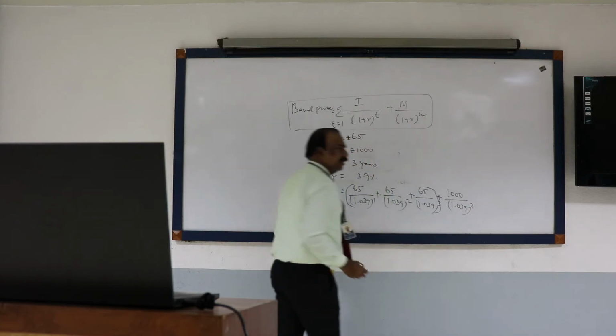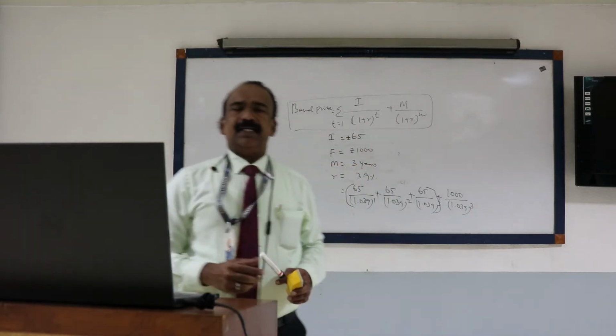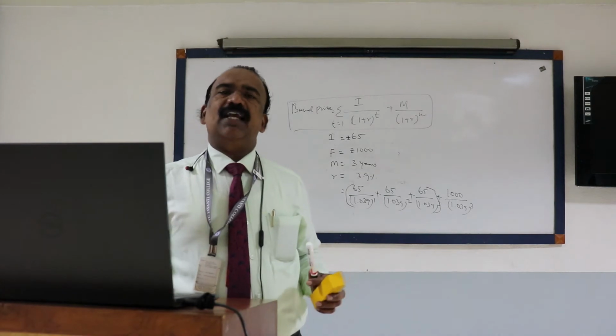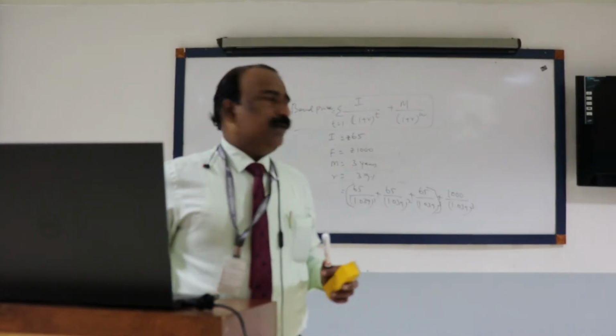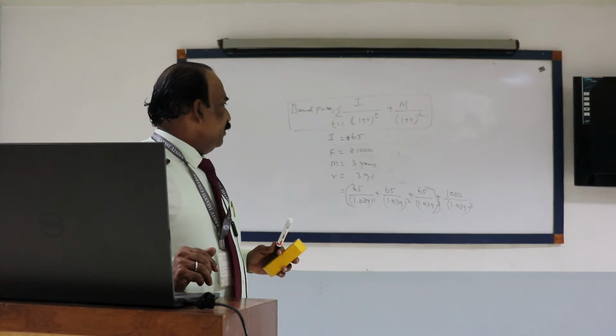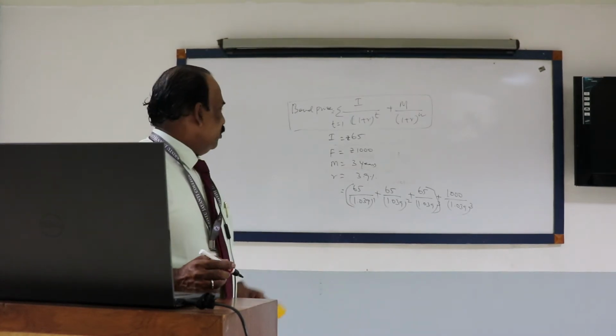So he will get back 1,000 rupees after 3 years. So what is the value today? 1,000 divided by 1.039 power 3. So please give me the answer.